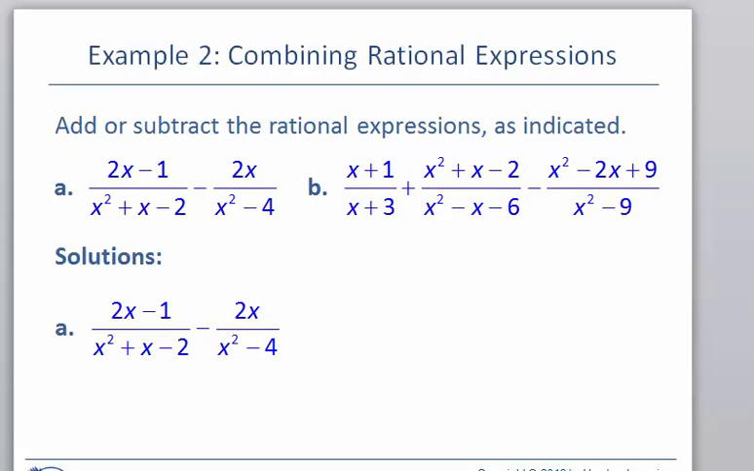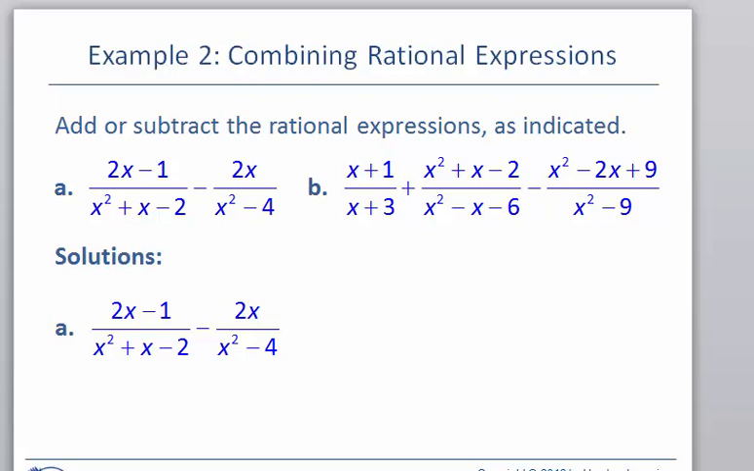Okay, the next thing that we're going to look at is some basic operations with our rational expressions. In this first example, we're going to look at addition and subtraction. So in order to add and subtract fractions, we know that they need to have a common denominator.